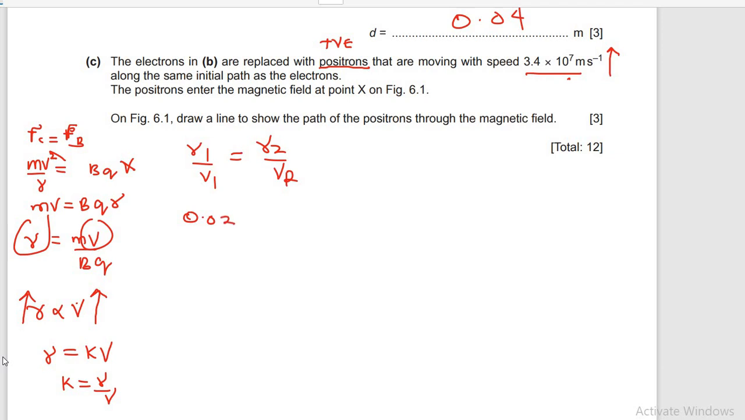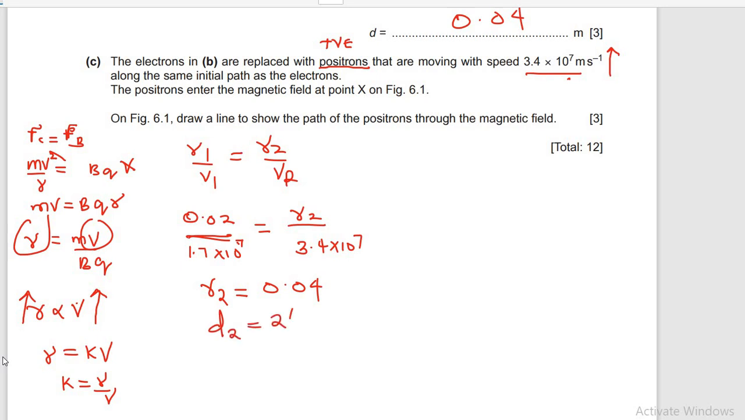The first radius, I think we got 0.02, and the first speed is 1.7 times 10 raised to 7. The second radius, I don't know, but the second speed is 3.4 times 10 raised to 7. First multiply, do your math. The second radius is 0.04. So the second diameter should be 2 times 0.04. The second diameter is 0.08.